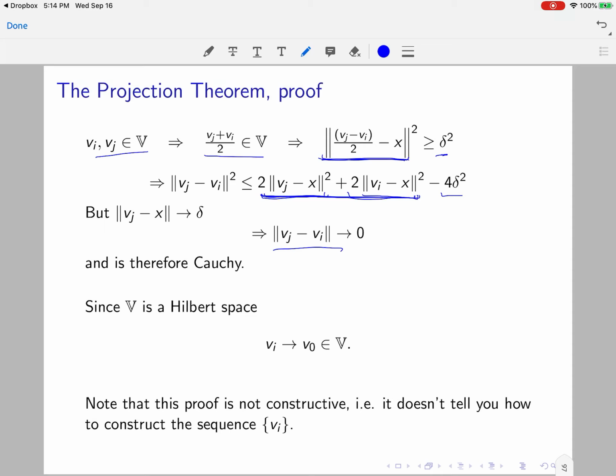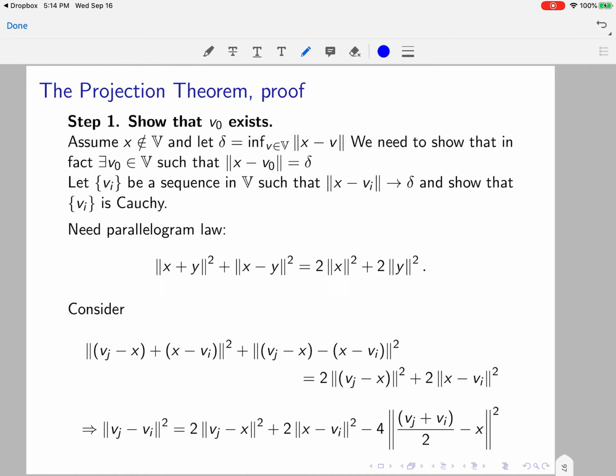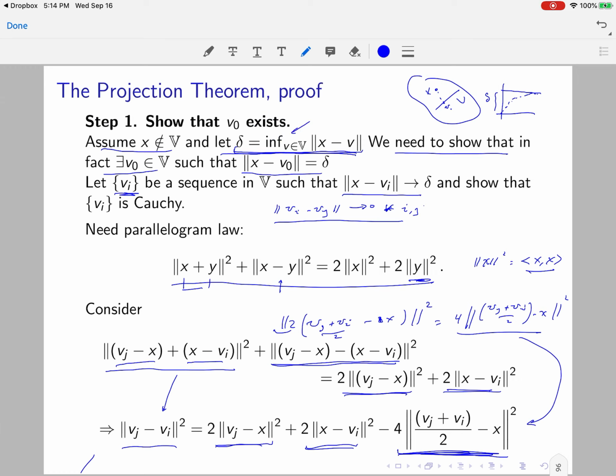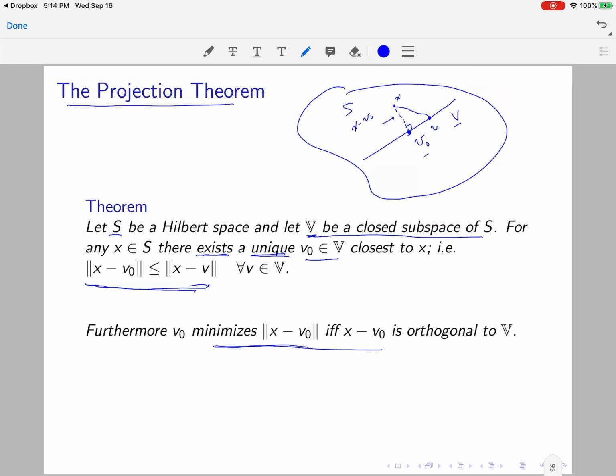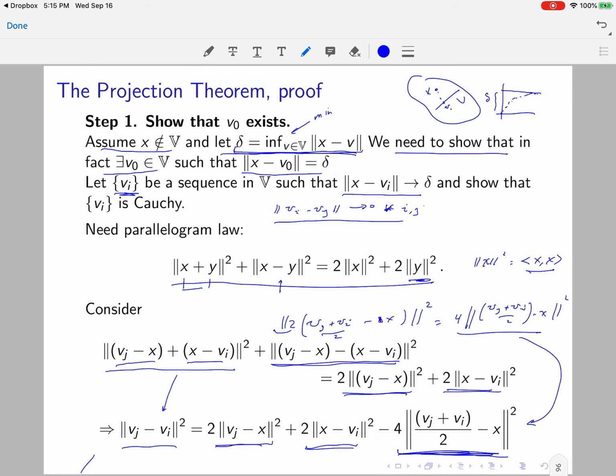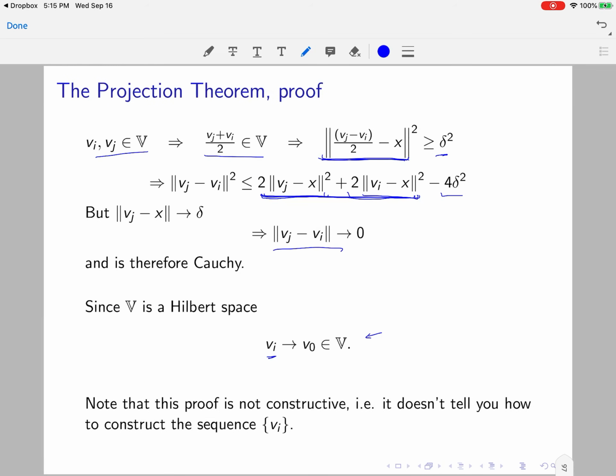Okay, so we know then that Vi converges to some V naught in V, because it's a Hilbert space. So in other words, every Cauchy sequence converges to an element inside of V. All right, so we've shown that in fact there's a V naught. So instead of an infimum back here, we could actually have plugged in a minimum, because there is a minimizer. So we have shown here that there exists a V naught. We haven't shown that it's unique, and I'm not going to show it here, but I believe it's in the book.